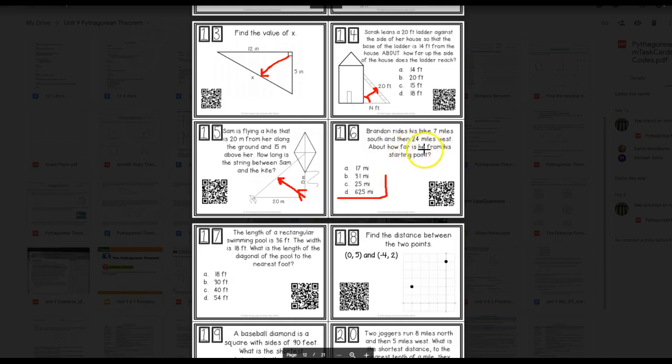About how far is he from his starting point? Okay, this would be your right angle, so you would be looking for your hypotenuse right there.